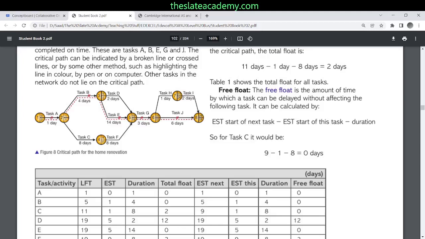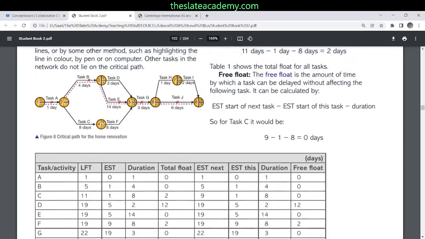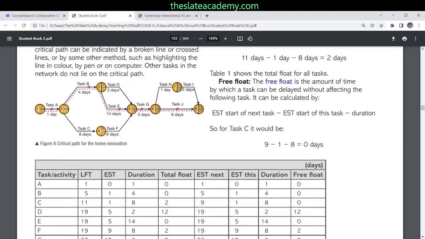Similarly, I and which else? G, they have a free float. So these are two formulas that you need to memorize, free float and total float, and you need to know what each of them represent.